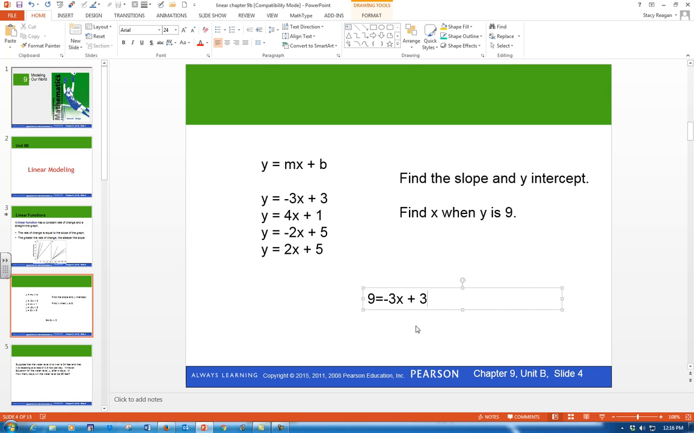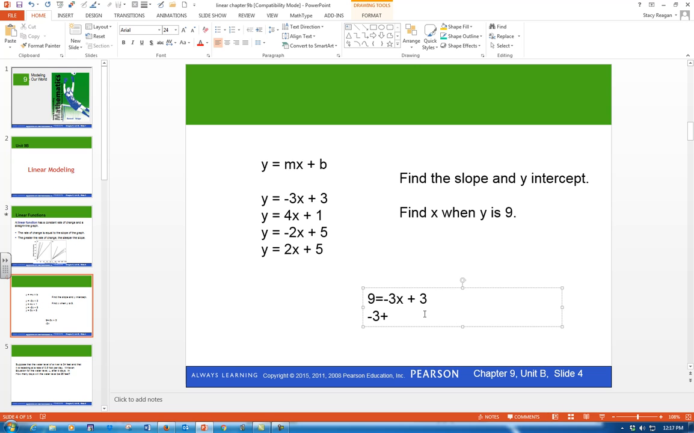Now the other kinds of problems we did would be the second part of this one, where I say find x when y is 9. So notice I've taken the first one, and all I've done is put the 9 in place of the y. And all I'm asking you to do is to solve this equation. And you've had this algebra before. What you're going to do is move the +3 to the other side of the equation. And when that happens, the +3 actually becomes a -3.